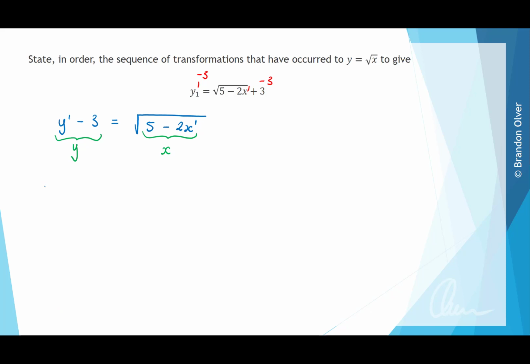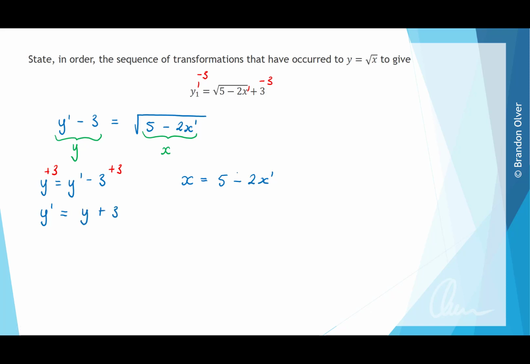So this gives us two equations. One is that y is equal to y dash minus 3, and the other equation is that x is equal to 5 subtract 2x dash. Next, we need to solve for the dash terms in each of these equations. So for the equation involving y, we're going to add 3 to both sides of this equation, and that gives us y dash is equal to y plus 3.